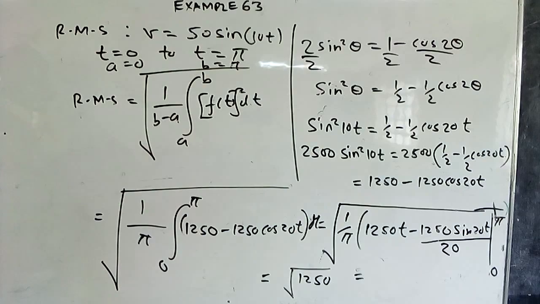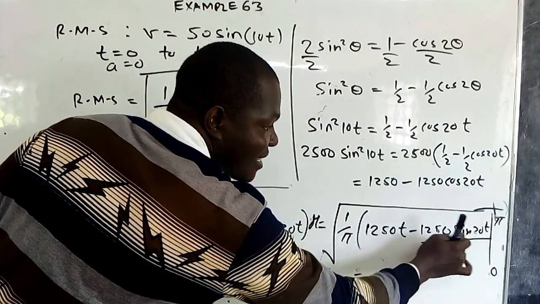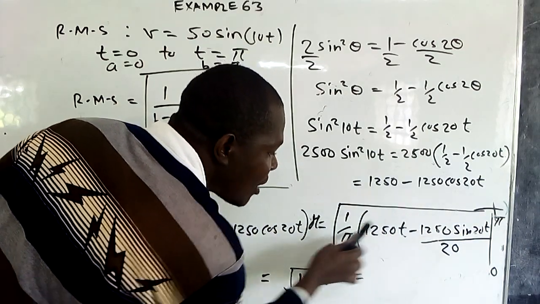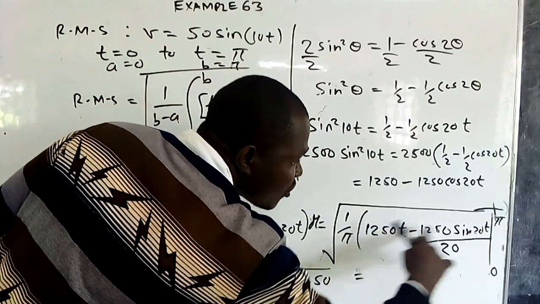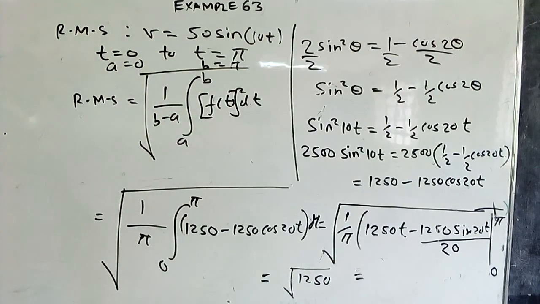You just observe and look here. When you substitute pi here, multiples of pi sine that is zero. The whole of this is zero. You remain with 1250 pi. If you divide by this pi, you remain with square root of 1250. If you substitute zero, sine zero is zero. The whole of it will be zero. Are you seeing that? Mm-hmm. Are we together? Yes, sir. Yes. So it means your square root of 1250. You get the answer to be?